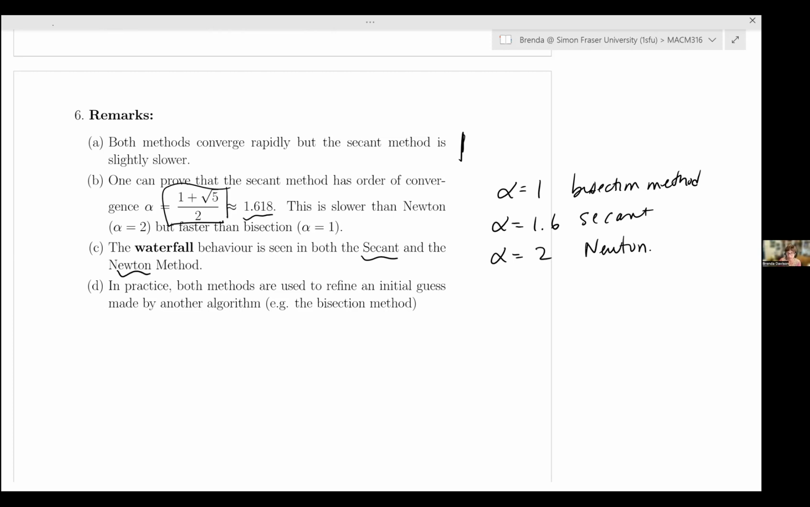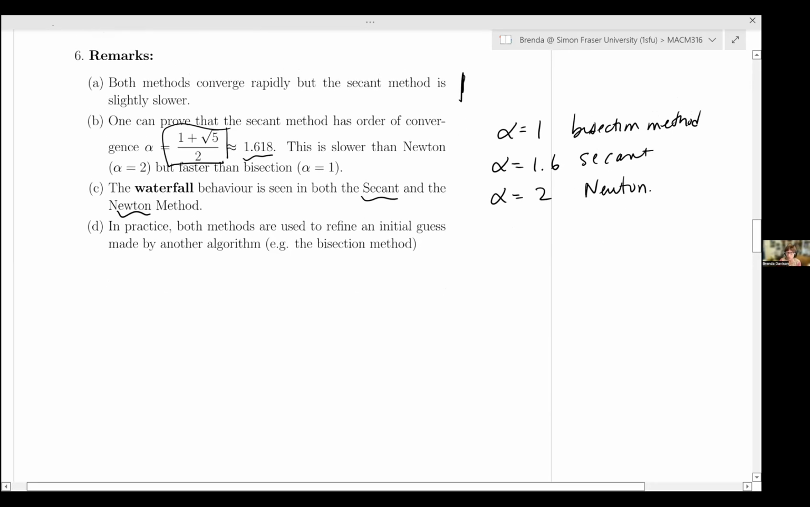And so we've been talking about this a little bit in class. There's been a lot of good questions about which method should you use and which initial guess should you have. And so both of these methods are usually used after you get to a smaller interval. So you start with another algorithm, typically the bisection, and then you move to one of these two methods, depending on whether you want to compute a derivative or not.